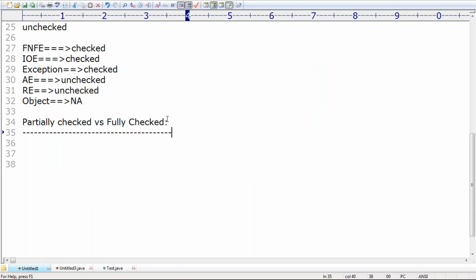Sir, anyway, whether it is partially checked or fully checked, first it is checked only. Are you getting? First this one is checked only. What is the meaning of partially or fully checked? Very simple, sir. Observe that.